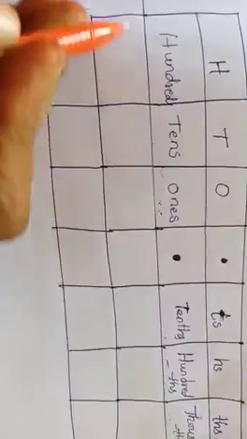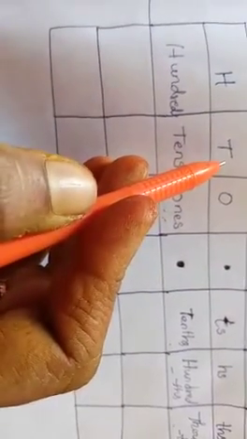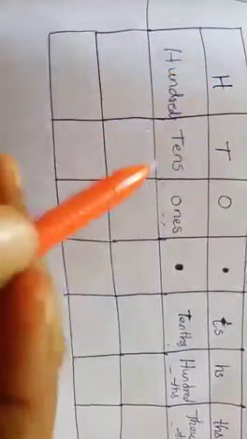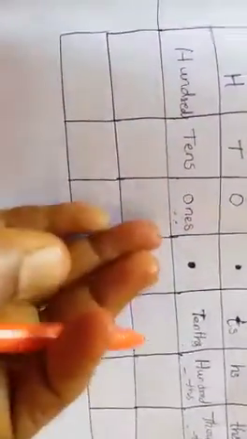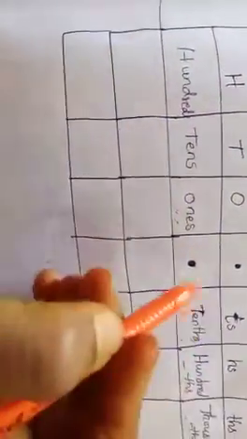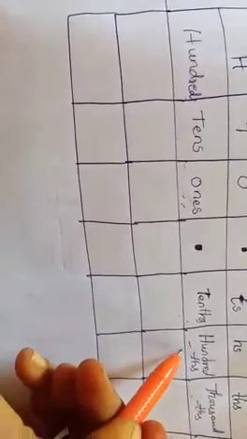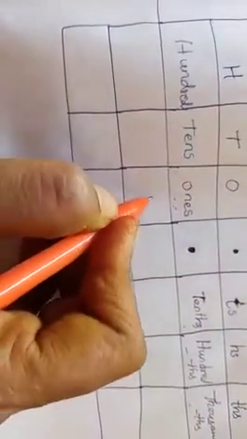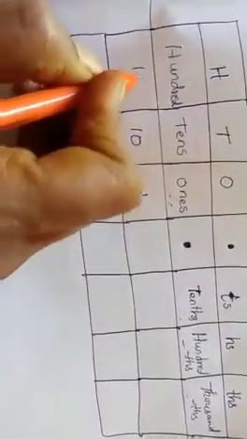The value of the digits will increase here. O stands for ones, T stands for tens, H stands for hundreds. If you are going from right to left, the value of the digit increases. And after the decimal point, the next places are tenths, hundredths, thousandths. If you see this one, this is 10, this is 100.